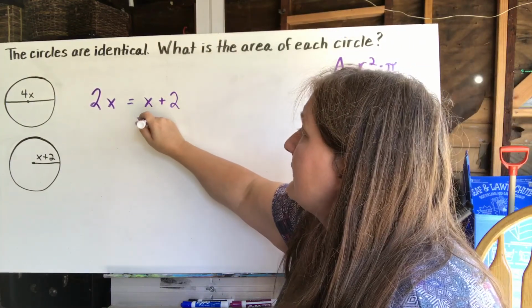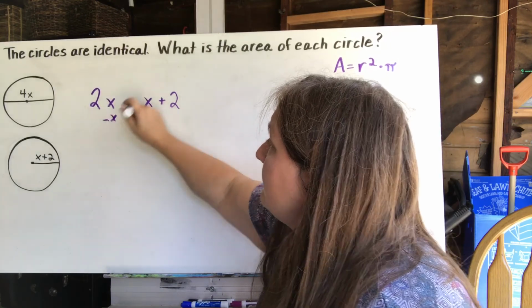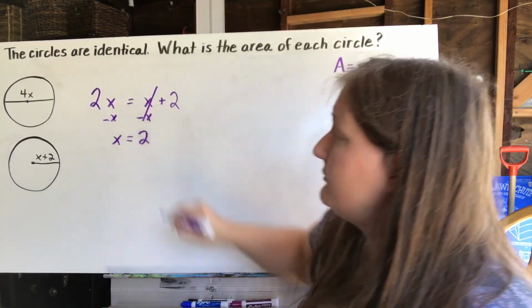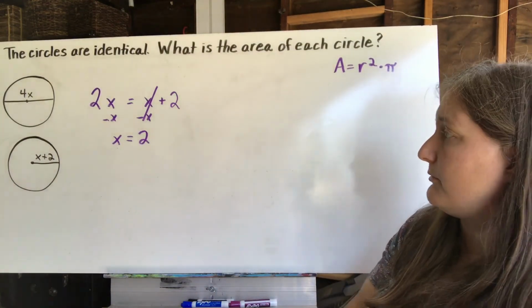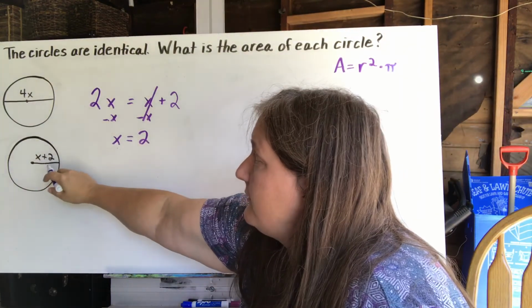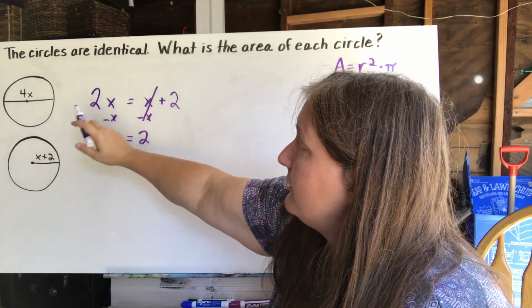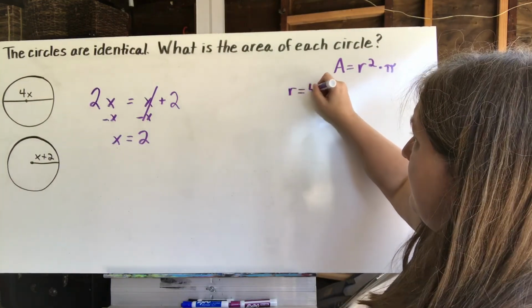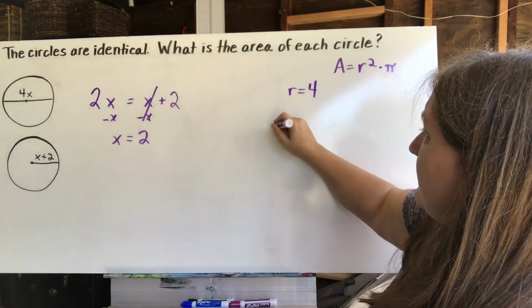I'm going to subtract an x from this side and do the same to the other. So I get x equals 2. So I can plug that in now to my original. 2 plus 2 is 4, or 2 times 2 is 4. So the radius for these circles is actually 4. So now I can find their area.